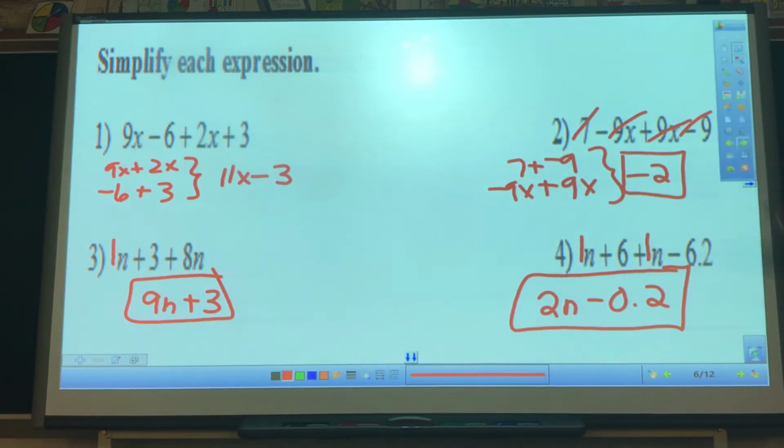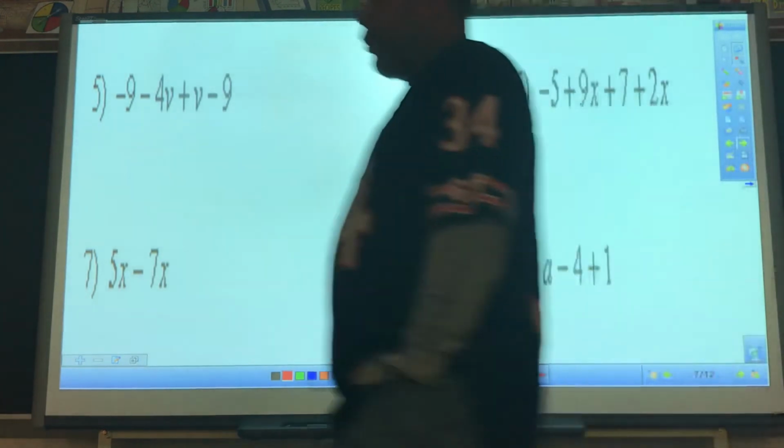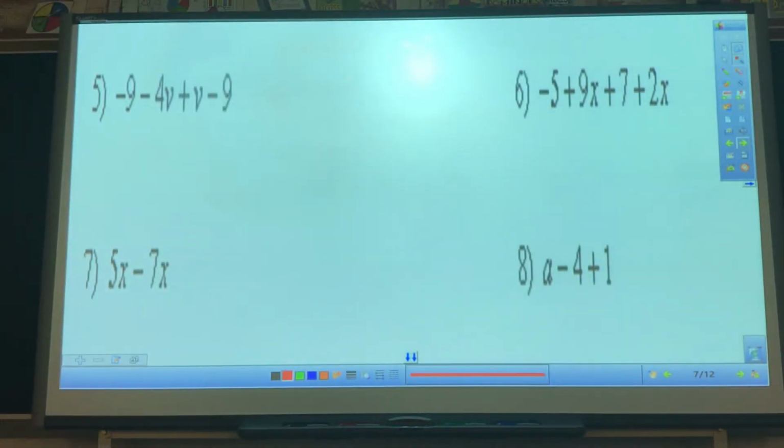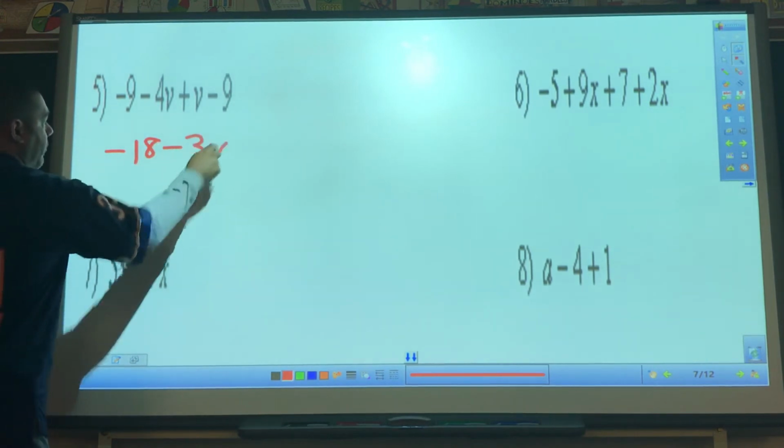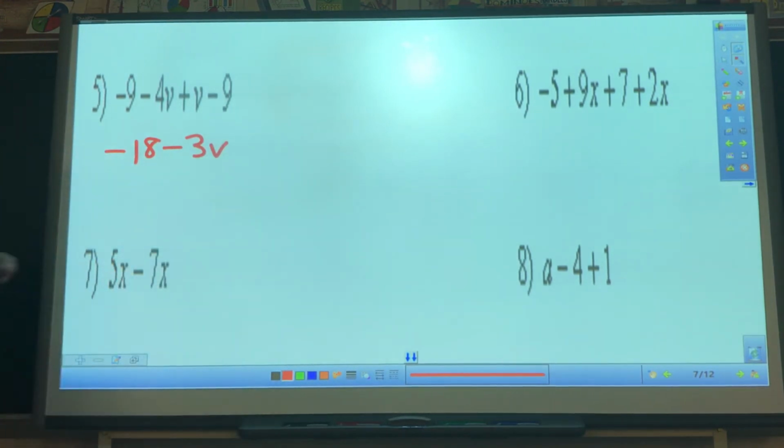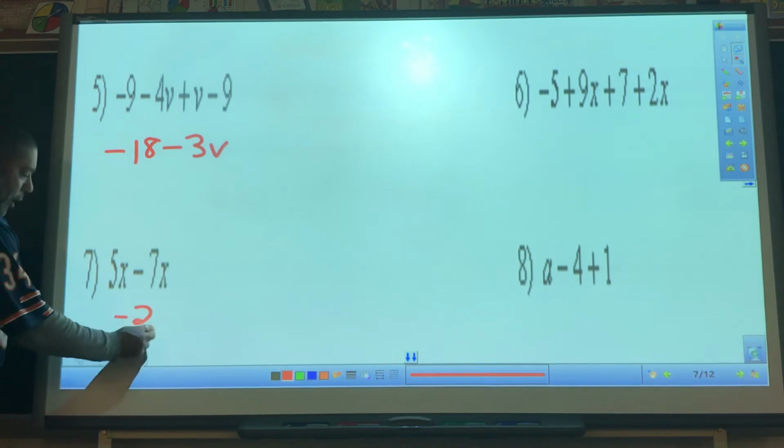Let's do one more set. If so, please pause the video and give the students 4 minutes to complete these problems. Your answers should have negative 18 minus 3v. I'll go with number 7 here. This would be negative 2x.